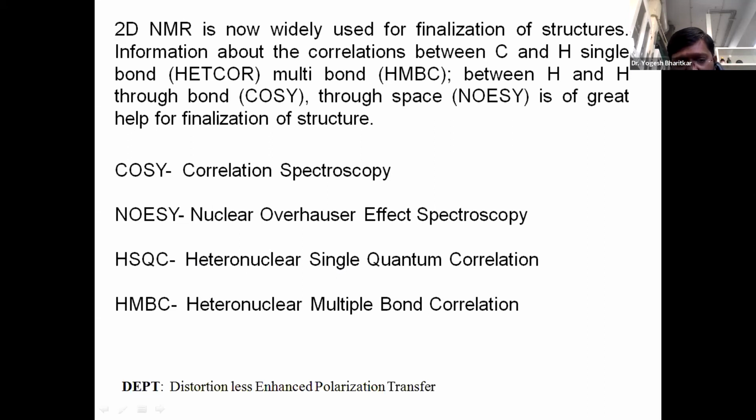From HMBC spectra we get the distance information, mainly multiple bond correlation, that means 3 bond correlation and 4 bond correlation. Mainly the 3 bond correlation is the strong correlation we get. In HMBC we can find out which proton is away from which carbon, so we can find the connectivity of proton and carbon with 3 bond or 4 bond correlation.